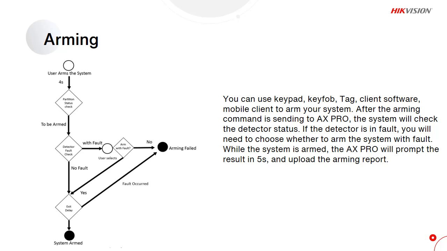You can use keypad, key fob, tag, client software, mobile client to arm your system. After the arming command is sent to AX Pro, the system will check the detector status. If the detector is in fault, you will need to choose whether to arm the system with fault. While the system is armed, the AX Pro will prompt the result in five, and upload the arming report.